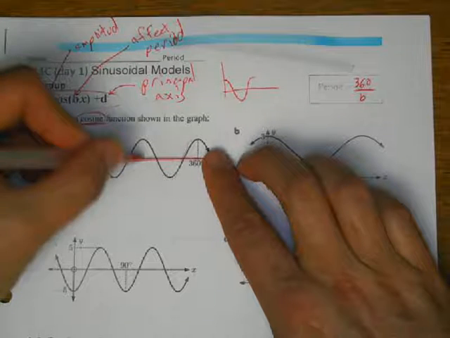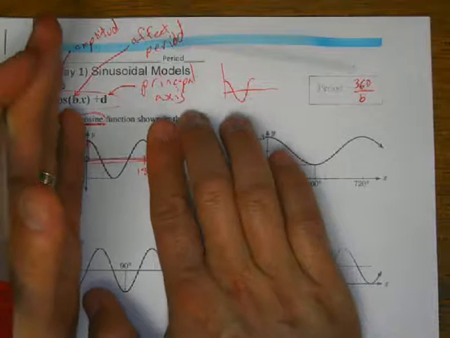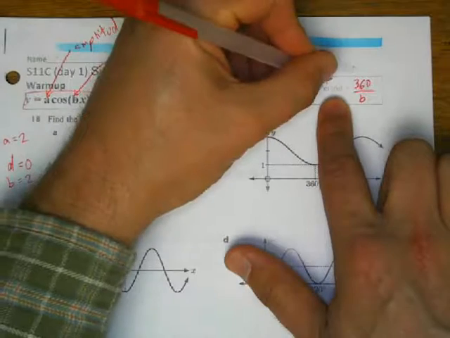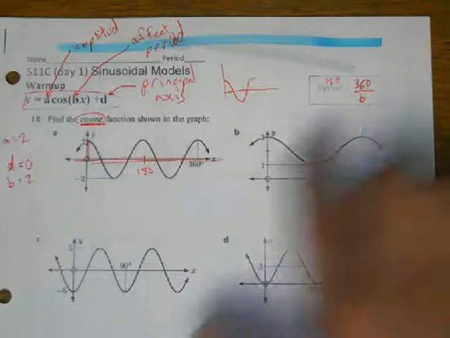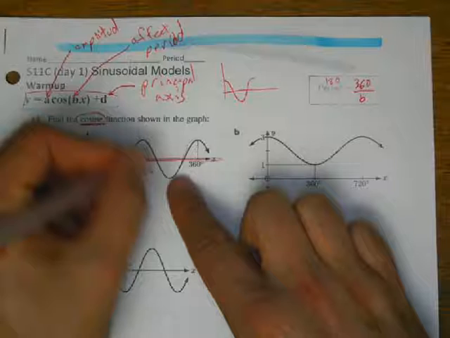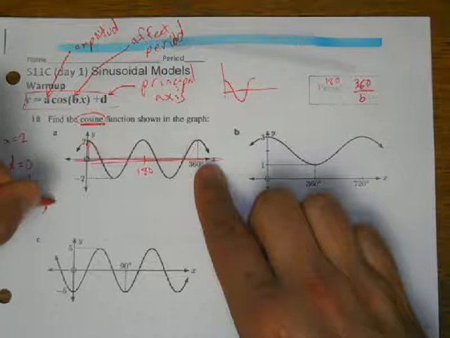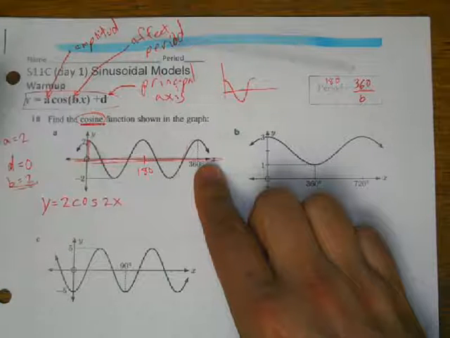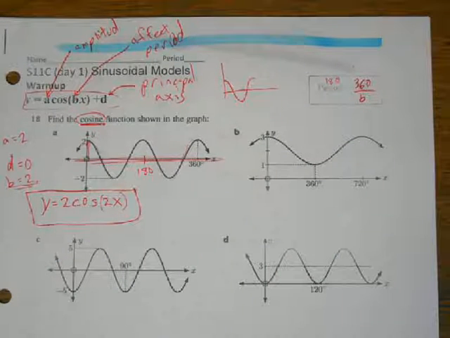Another way to think about it is at 180, it does a full period between 0 and 180, so if the period is 180, then 360 divided by 2 gives me 180. So anyways, it does 2 cycles between 0 and 360, so b is equal to 2, and we get y is equal to 2 cosine 2x, and there's no change in the principal axis. You may want to hit pause and rewind to hear about this again.